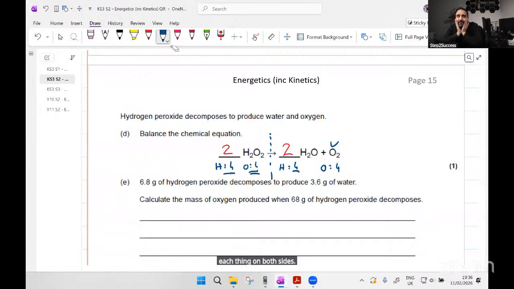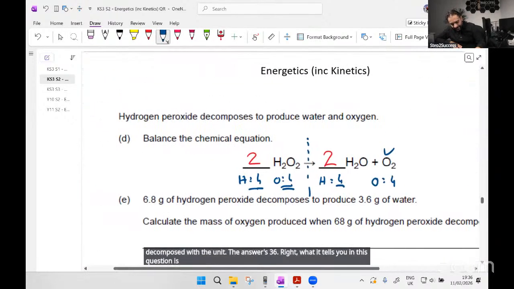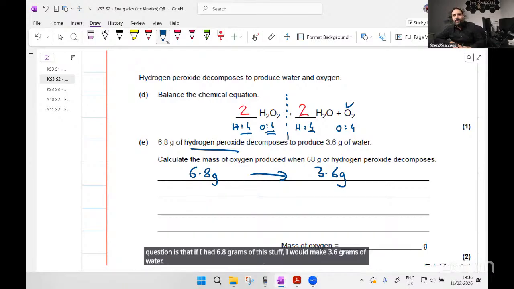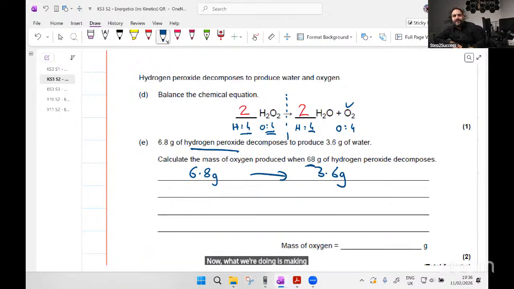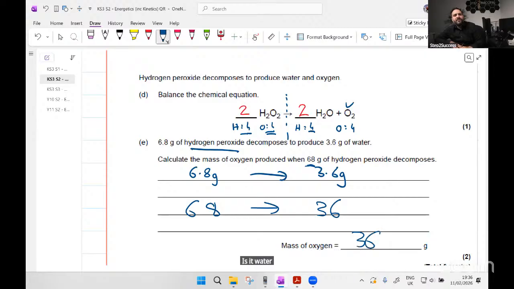Right. 6.8 grams of hydrogen peroxide decomposed, with the answer 3.6. What it tells you in this question is that if I had 6.8 grams of this stuff, I would make 3.6 grams of water. Now what we're doing is making it 68. So we're making this number 10 times bigger. If I make that 10 times bigger, I should make 10 times as much water. But is it water? Oh, wait a minute. Let me do this again.